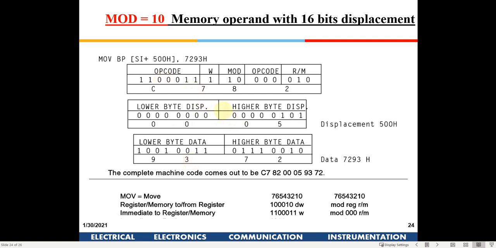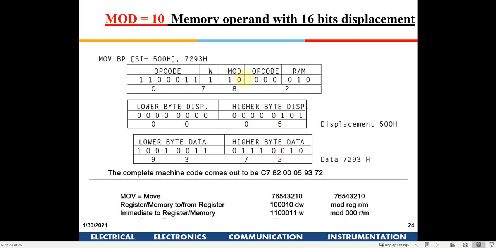And this is the displacement for the 500H, so you write 05 here and 00 here. That is little endian. The 8086 follows this pattern where the higher byte is written in the next memory location on the right-hand side. So 05 comes here, 00 comes here.